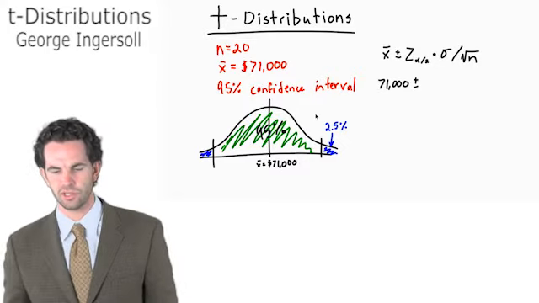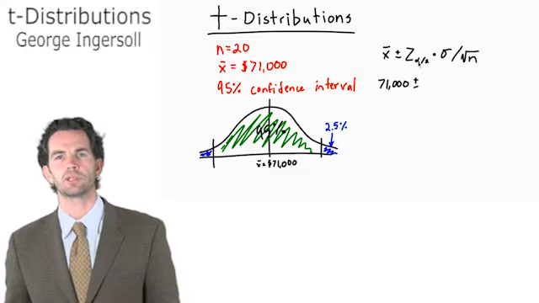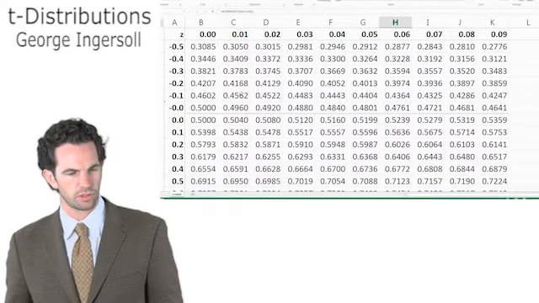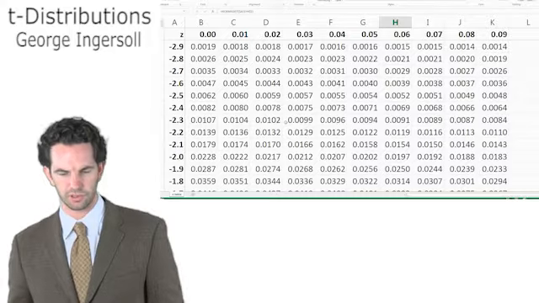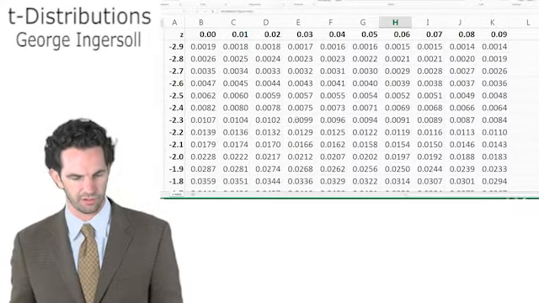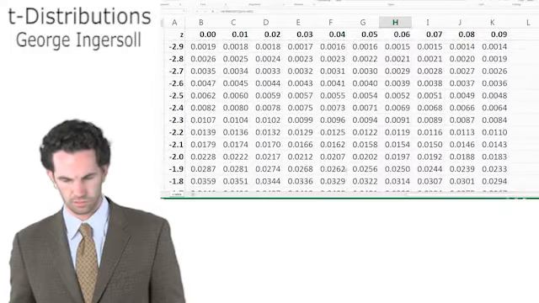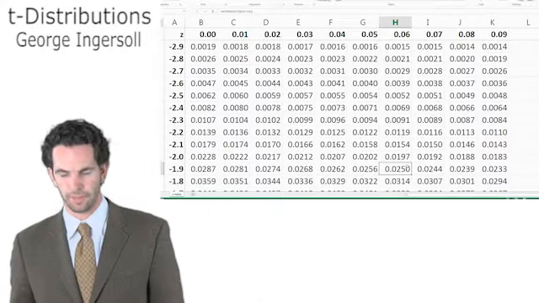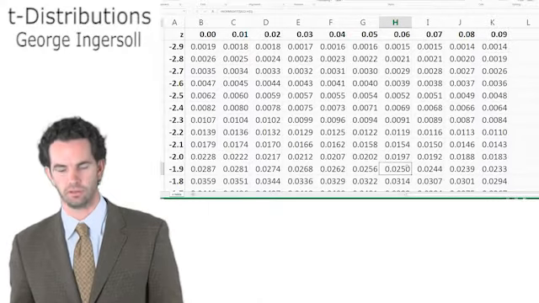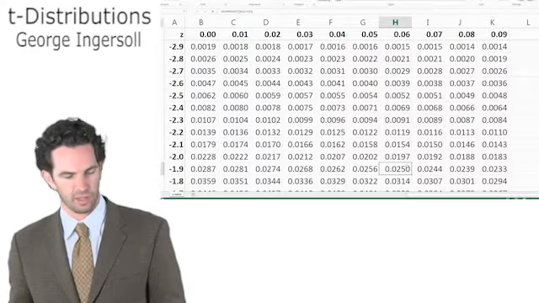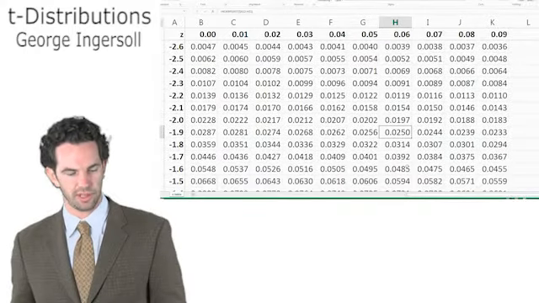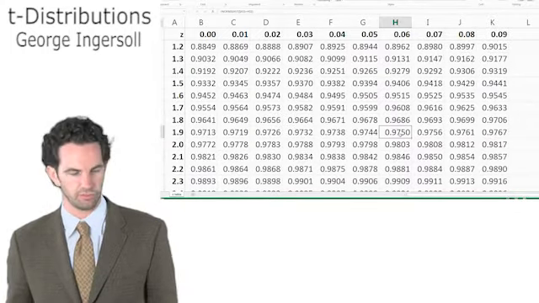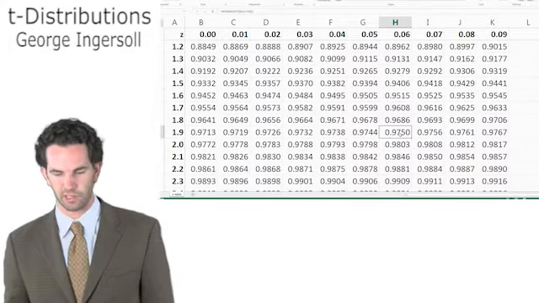We can look up the z value that corresponds to 2.5%. Let's go ahead and do that now. So here's our z table. We're looking for 2.5%, so that's 0.025. Here it is. At z equals negative 1.96, we should get, of course, 0.025, and we should get 0.975 at z equals positive 1.96, since this whole thing is symmetrical. And indeed we do. So we could really use either one of these z values. I'm just going to go ahead and use 1.96.